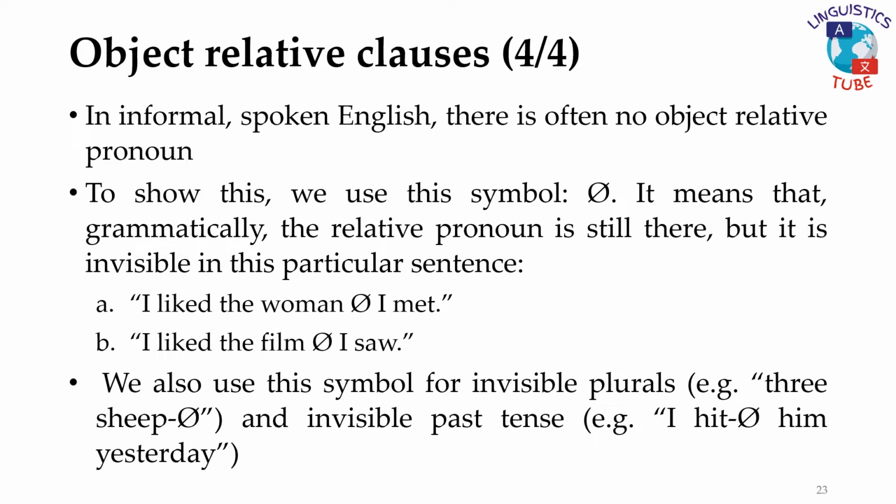We do the same for plurals that are invisible on some words, like 3 sheep, as well as for past tense verbs, like I hit him yesterday. In these cases, the plural and past tense is technically there, but it happens to be invisible. We call these 0 plurals, 0 past tense, and 0 relative pronouns.